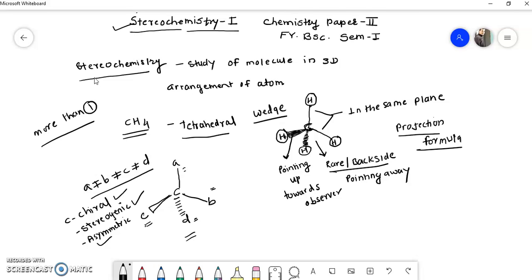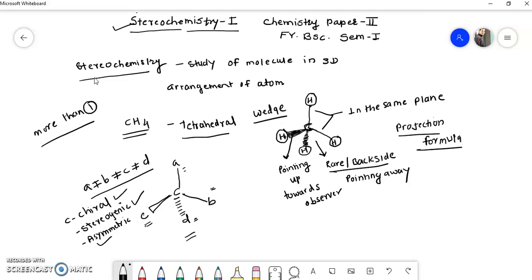But if more than one asymmetric carbon is there, then this flying wedge formula is not suitable to draw the structure of the molecule on paper. Remember, this is called the flying wedge formula, right? So in this way we cannot draw the molecule on paper if more than one asymmetric carbon is there, okay. So then we have to use a different projection formula to draw the structures of the molecule, okay.